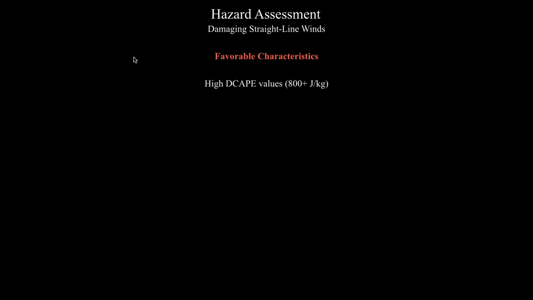Higher values of DCAPE indicate greater potential for damaging straight line winds and more significant downdrafts. If you're looking to get a microburst event, ideally what you want to see is a deep and very well mixed boundary layer. This will typically show up in a sounding as an inverted V shape.